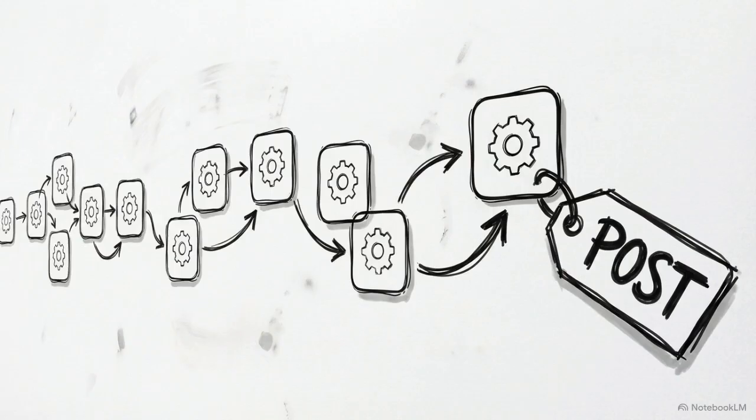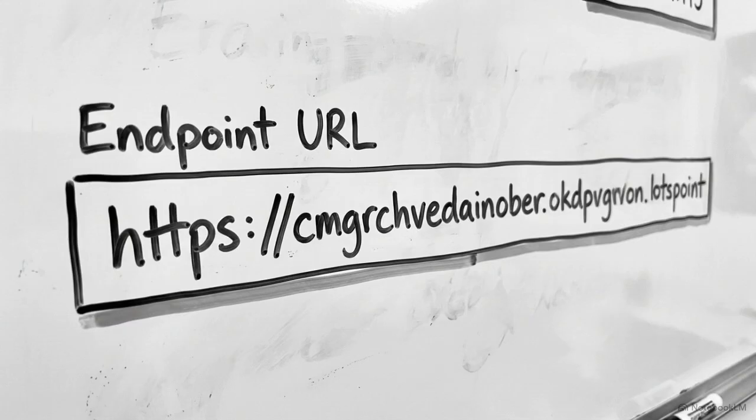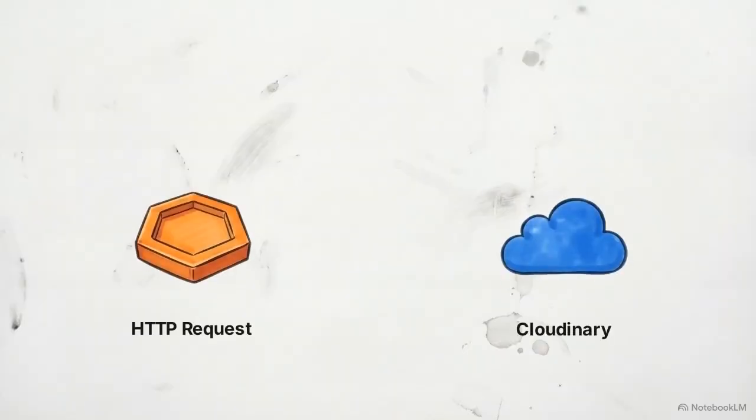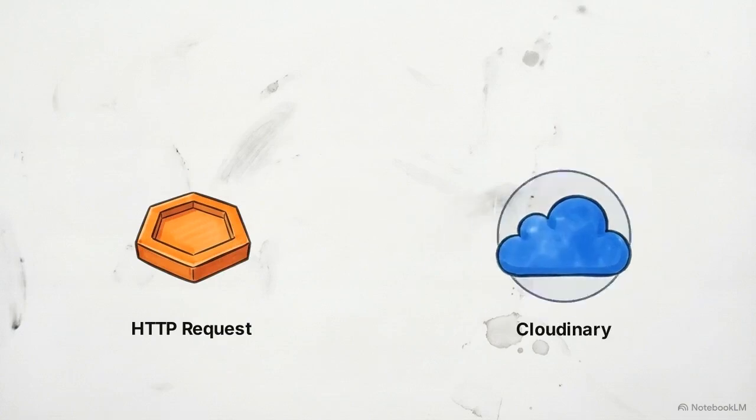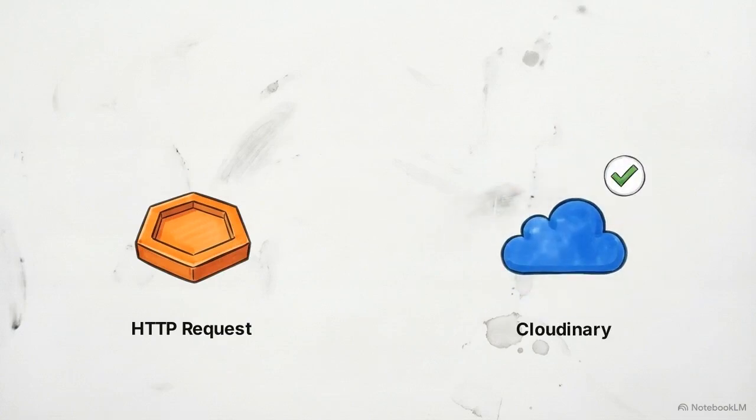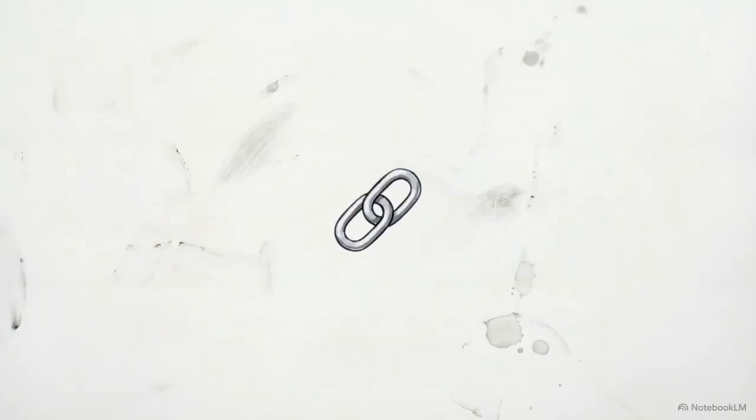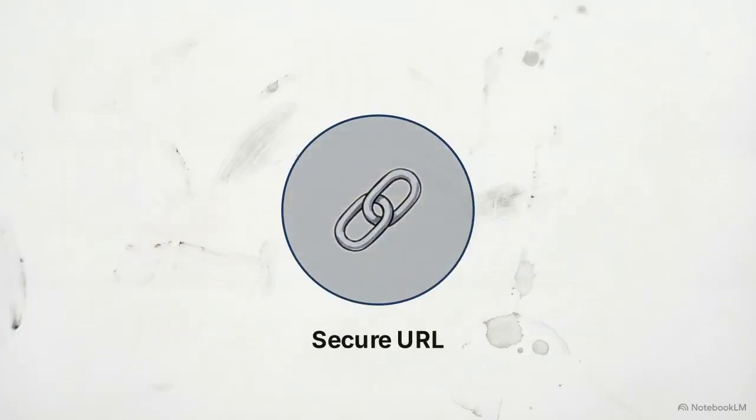Back in n8n, add a second HTTP request node. Set the method to post. Paste your specific Cloudinary API upload URL into the endpoint field. Select form data, pass your upload preset name, and add a binary file parameter mapping the image. Execute the node. Cloudinary processes the image and returns a secure URL, the permanent public link to your new infographic.